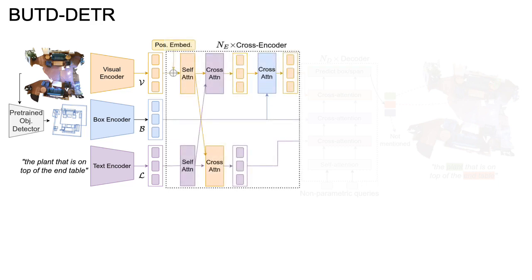Let's now dive deeper into the architecture of BUTD-DETR. The input to our model is a scene and a text utterance. A pre-trained object detector is used to extract box proposals. Next, the scene, boxes, and utterance are encoded using per-modality specific encoders into visual, box, and language tokens respectively. These tokens enter a cross-encoder layer. In this stage, language and visual tokens cross-attend to each other, and the visual tokens cross-attend to the box tokens.